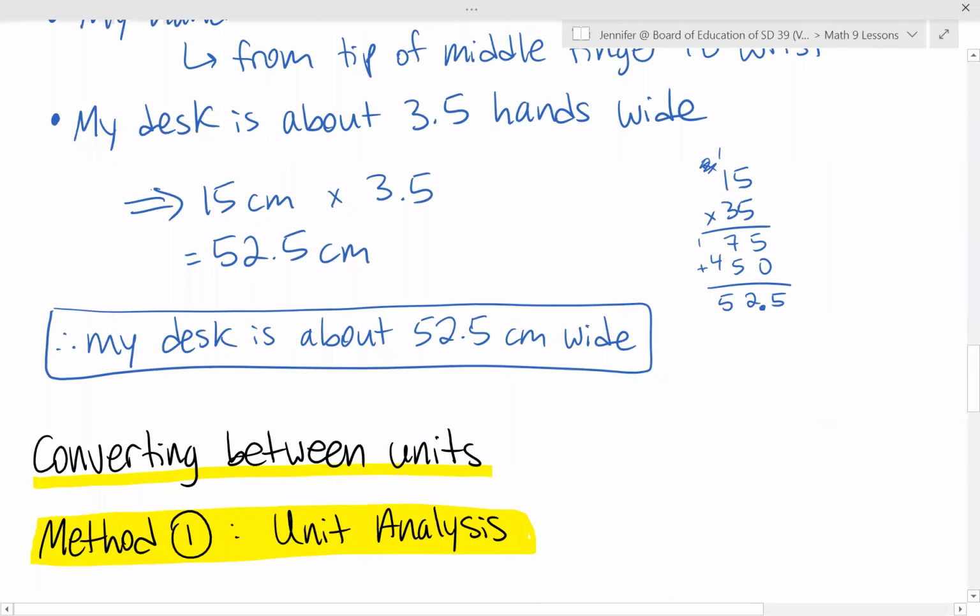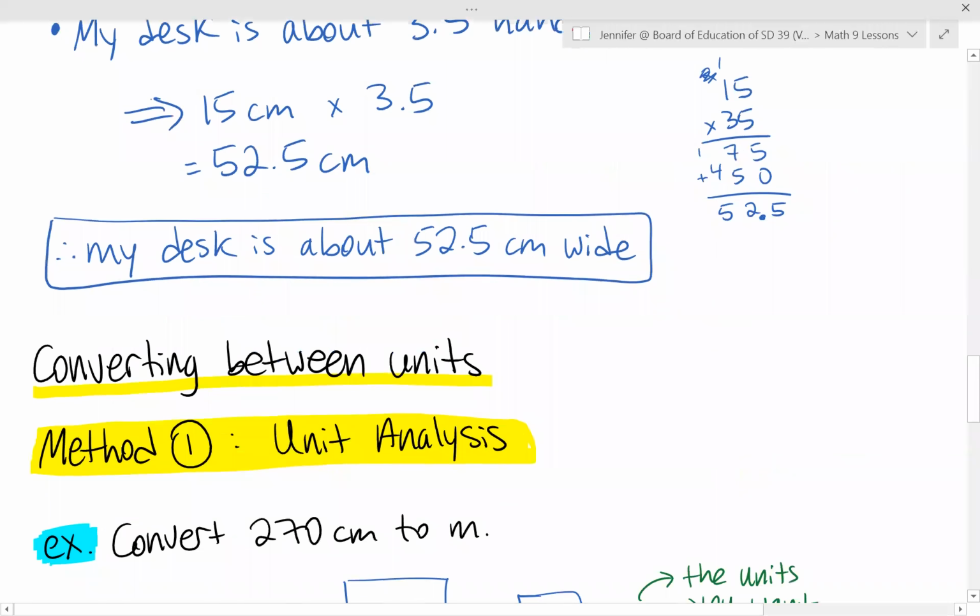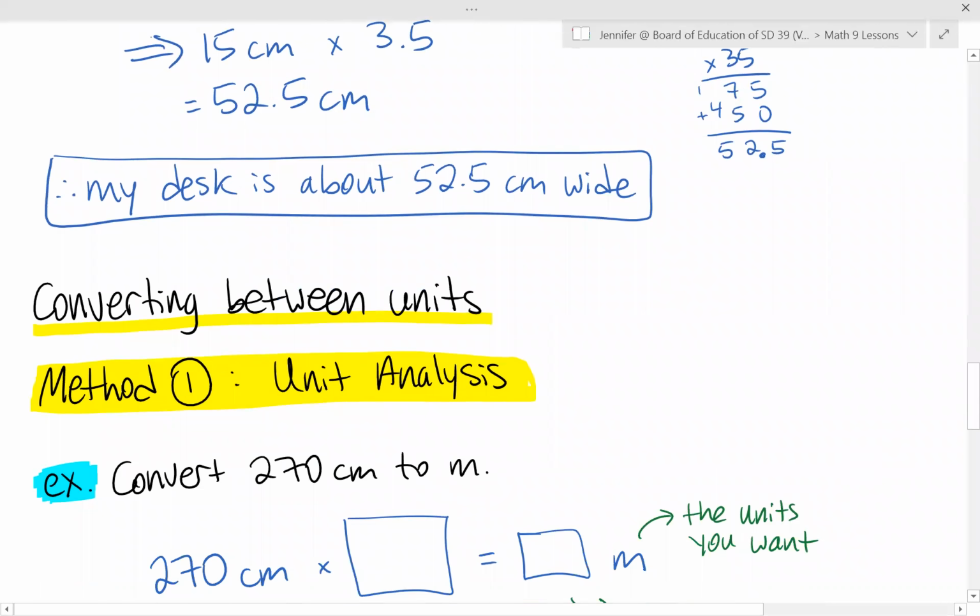The rest of this lesson is going to be about converting between units. There's two methods you can use, and I'll explain both of them. You just need to pick one that works for you. The first one is called unit analysis. So for example, if we're converting 270 centimeters to meters, we want to know how many meters that is.